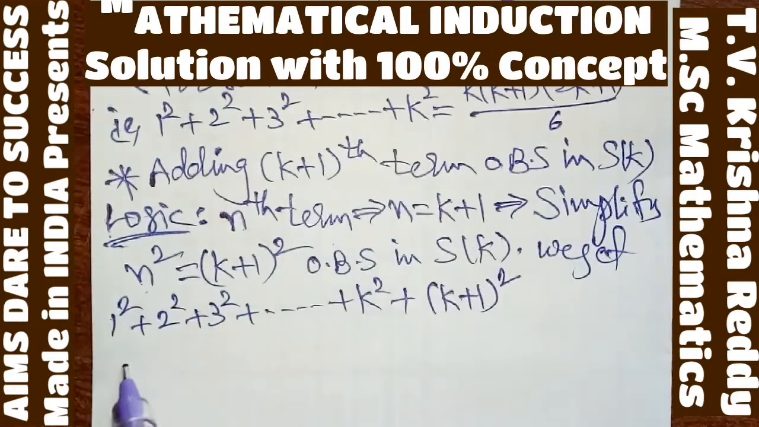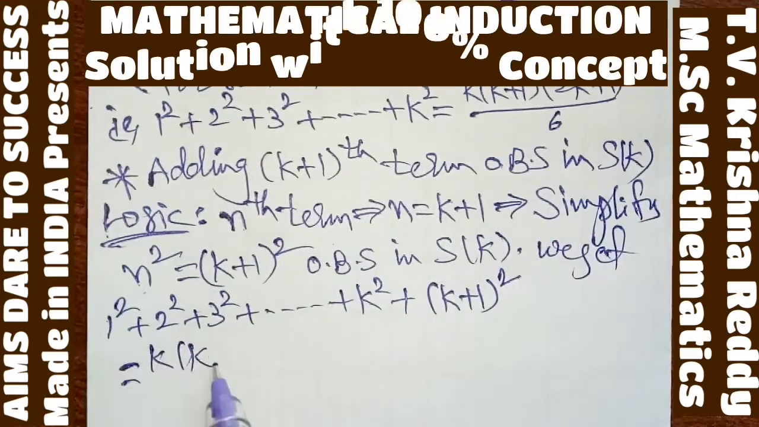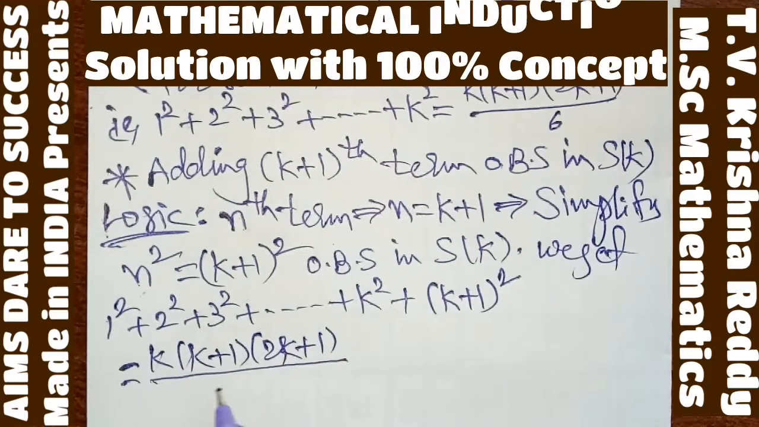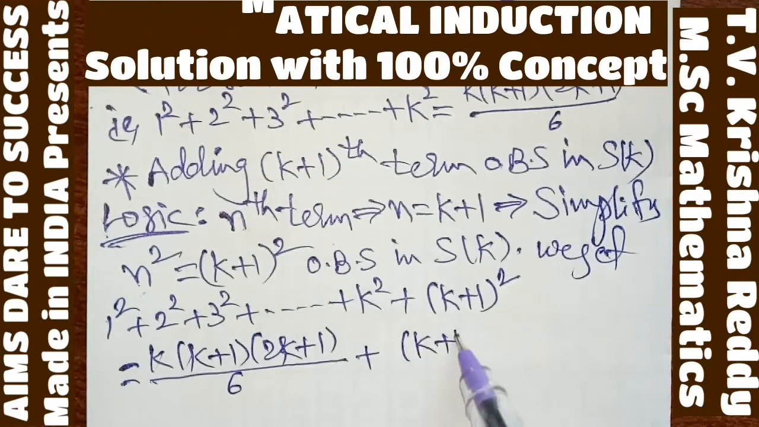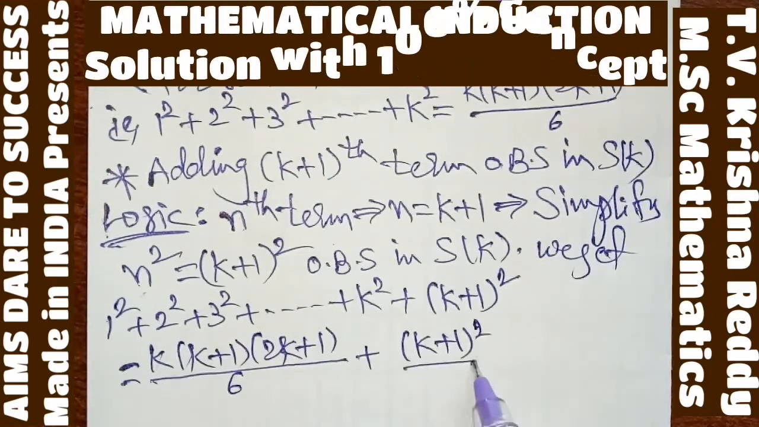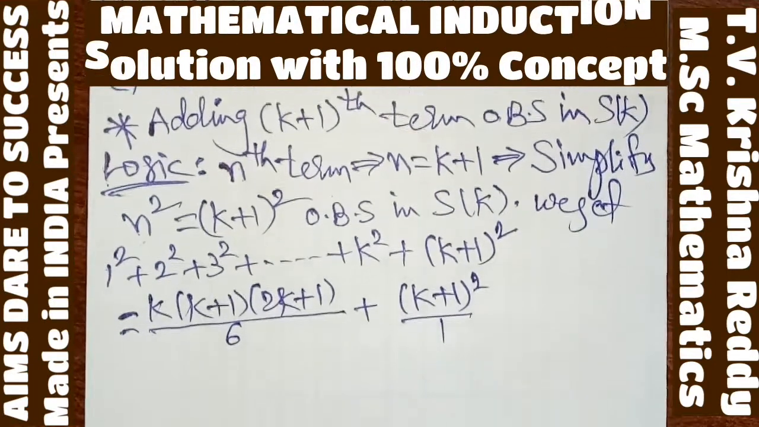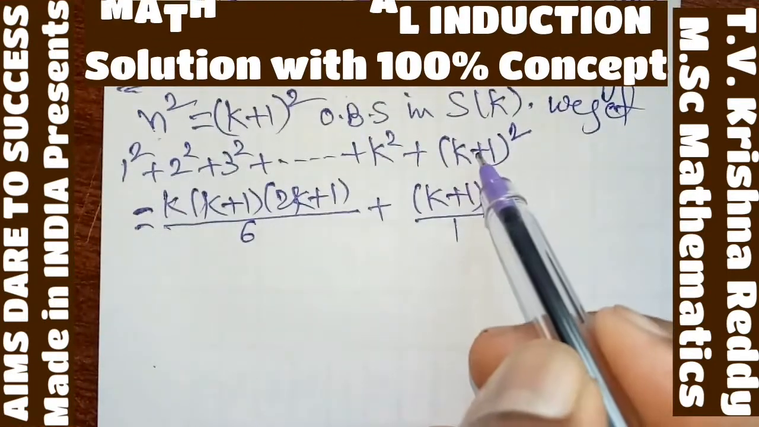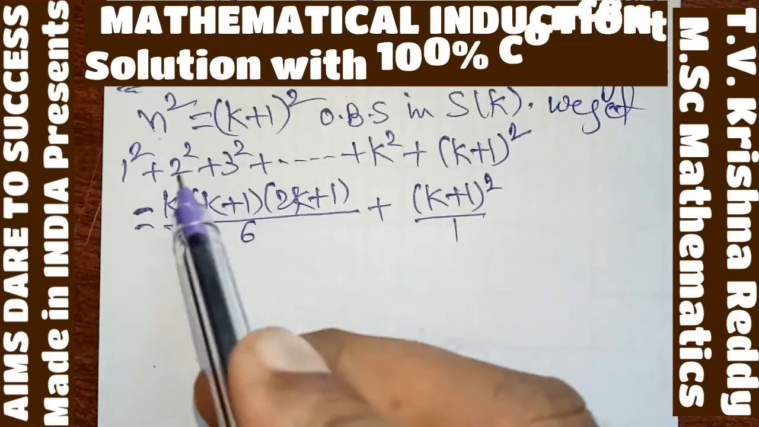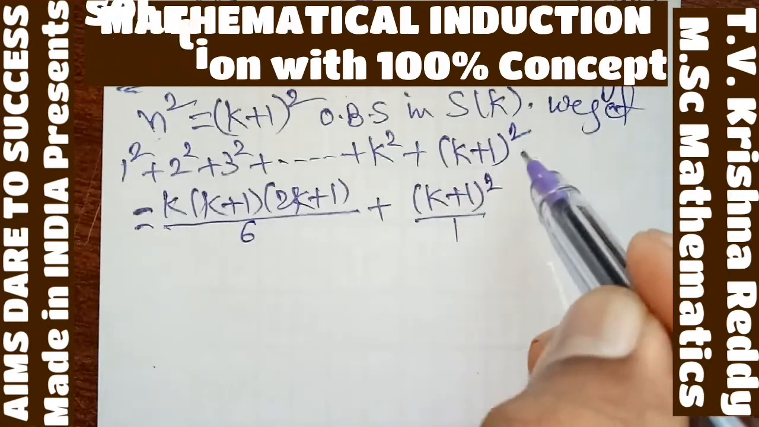LHS value completed. I am writing here RHS value k into k plus 1 into 2k plus 1 by 6 plus adding value k plus 1 whole square. K plus 1 whole square means divided by 1. Nothing is there means you can write in denominator 1. After adding k plus 1th term in left side and right side in S of k, you can leave LHS value. Why? Because I already completed k plus 1th term in this.